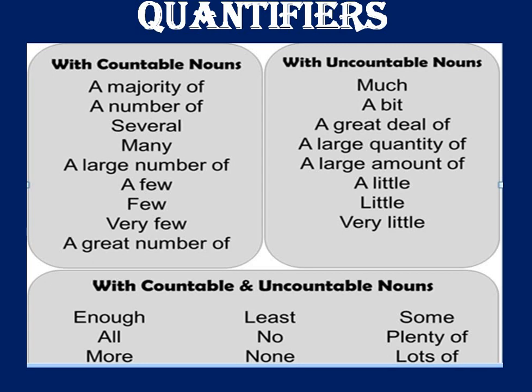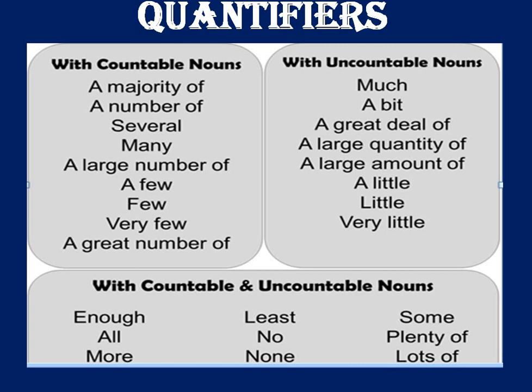Now we move to quantifier. This table you have to go through, children, for you to understand with the countable nouns what all quantifiers are used, with uncountable nouns what are quantifiers we use, and with both of them, countable and uncountable, what form of quantifiers are used, what words are used. So I'll read for you at a glance. See, with countable nouns we often use a majority of, a number of, several, many, a large number of, a few, very few, a large number of, a great number of. So these are the ones used before countable nouns.